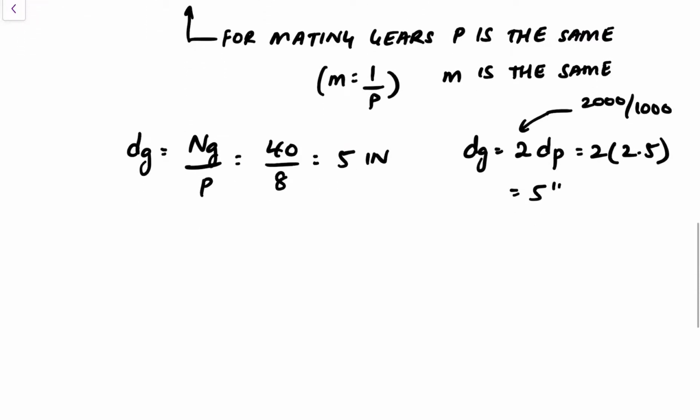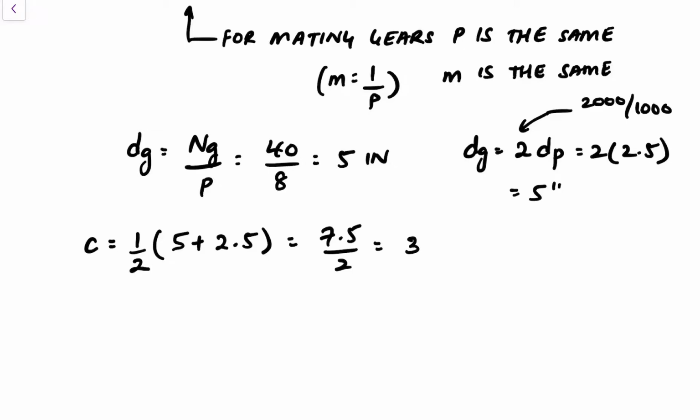And using these two values, we can calculate the center to center distance, which is 1 over 2 times 5 plus 2.5, which is 7.5 over 2. That's 3.75 inches. That is your center to center distance.